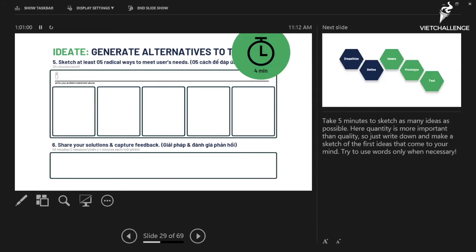Okay? Again, this is individual work. So don't talk with your partner at this point. This is you trying to identify different solutions. So everyone is going to get 4 minutes to come up with 5 different solutions for your chosen challenge. So I'm gonna start the timer, 4 minutes, okay? So time starts now. Again, try to be visual if possible.